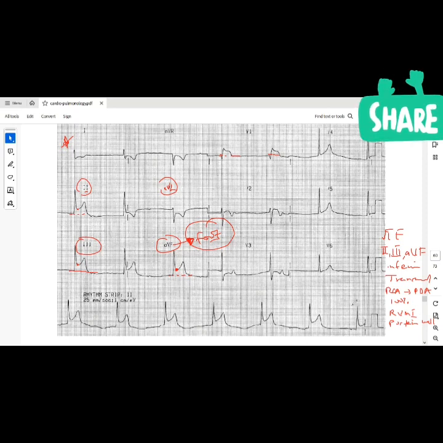Which other structure might be impacted? Still given the right coronary artery involvement, which other structure might be impacted in the heart? SA, AV node. Correct? That's supplied by the RCA. Does that make sense? Yeah.